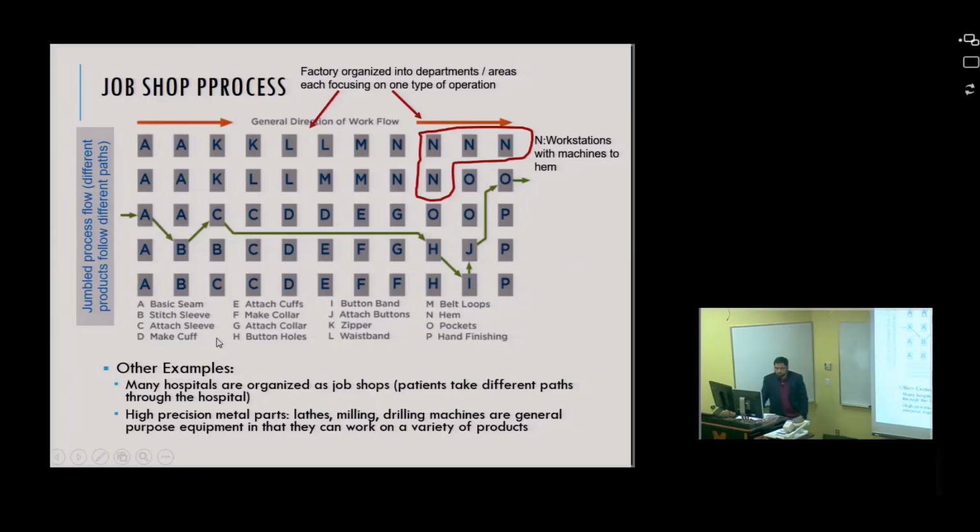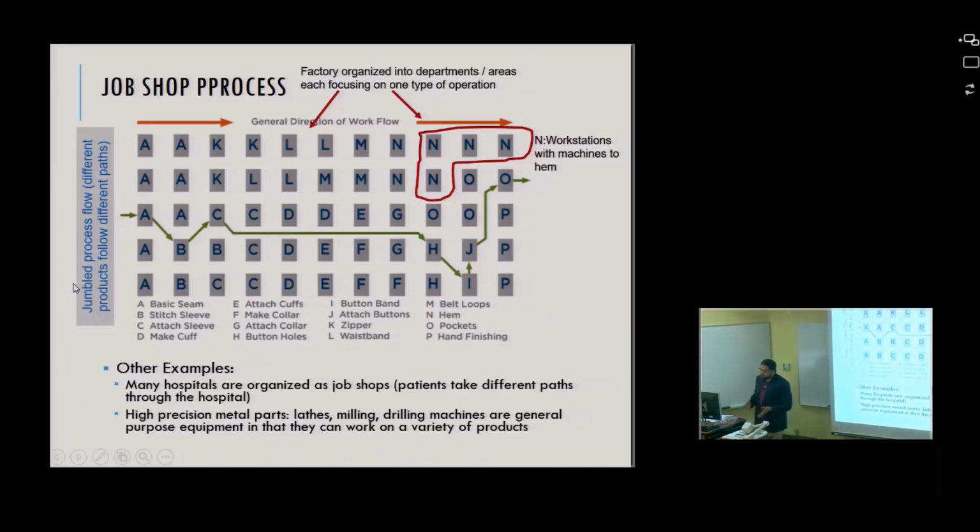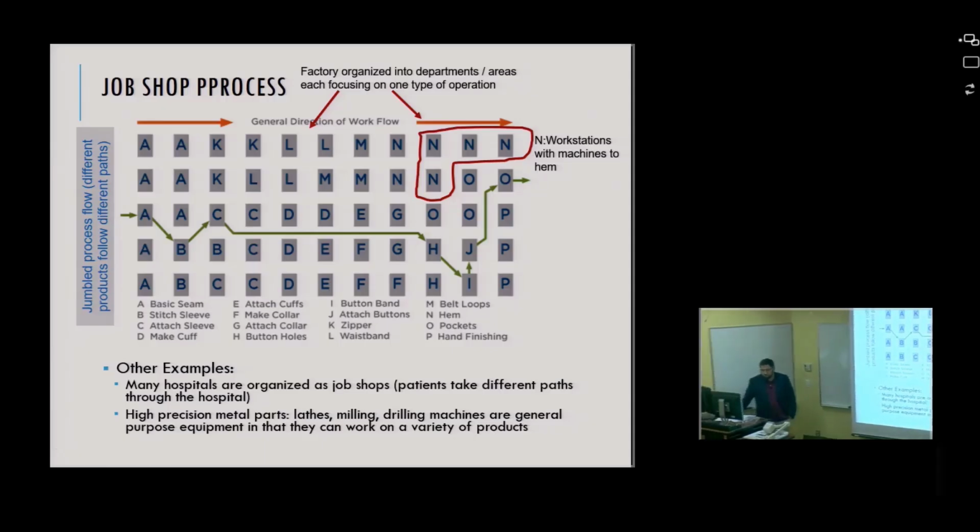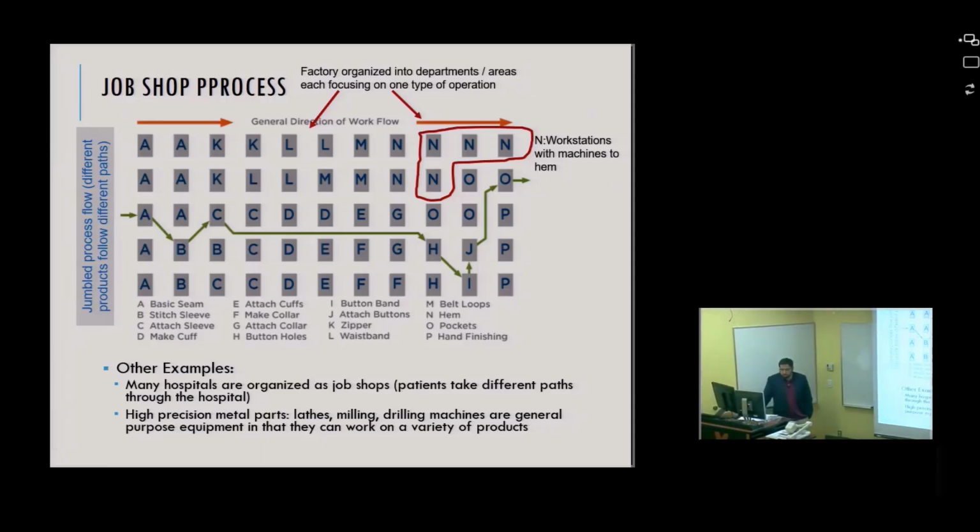So what are some examples of job shops? We talked about hospitals in the service industry. In manufacturing, sometimes you're going to be making parts in small volumes, but a large number of different parts, and then you could also have a job shop in that case.